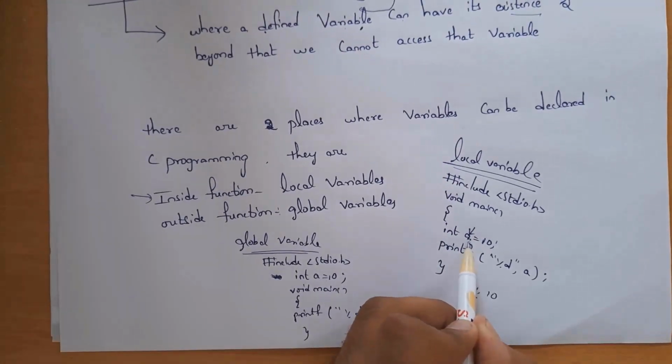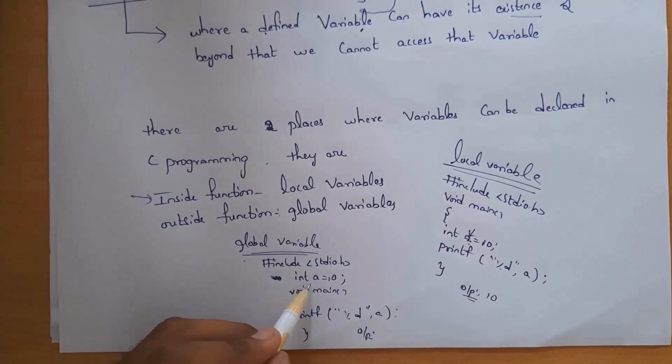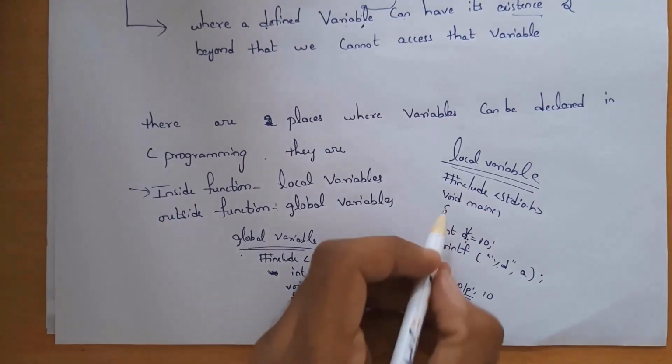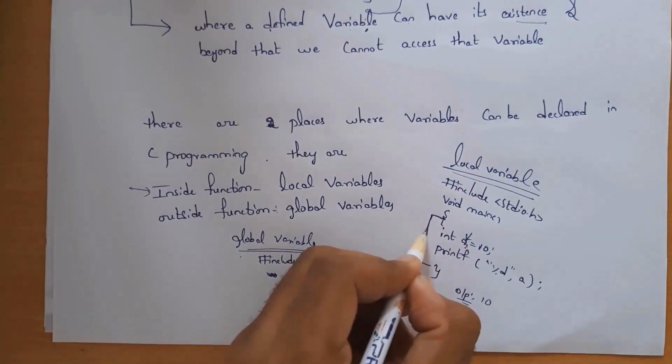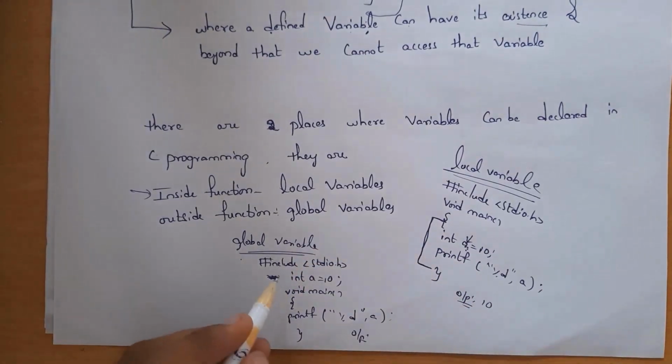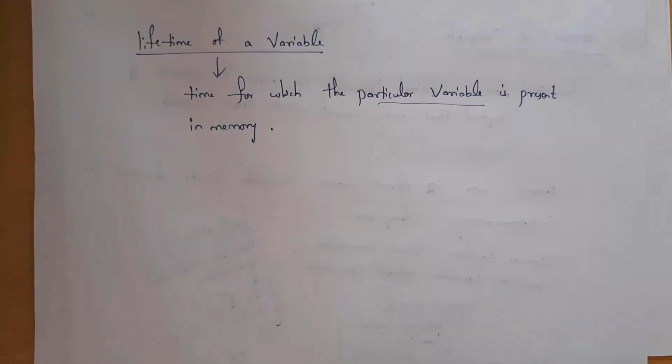Here we declared the variable inside the main function, so we call this variable a a local variable, whereas here we declared variable a outside the main function, so we call this a a global variable. Here the variable's existence is only inside the function, that is only inside this block, whereas here the variable's existence is present until the entire program. Lifetime of a variable is the time for which a particular variable is present in our memory. How much time a particular variable is present in our memory is known as the lifetime of a variable.